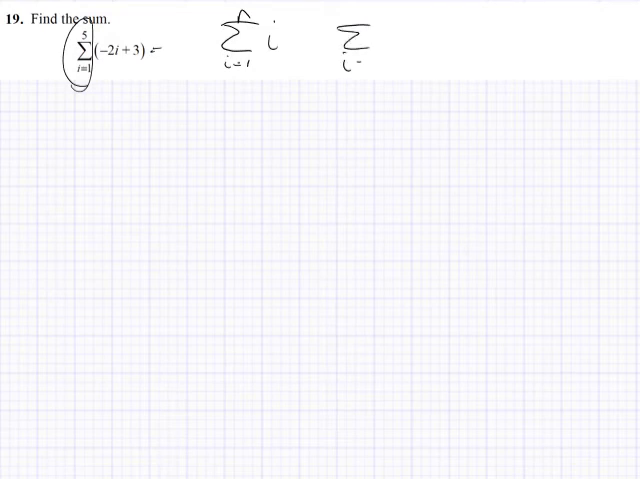There are two ways we can do the summation. One is just plug 1, 2, 3, 4, 5 in for i, and then add those up, which isn't bad because there's only 5 terms, but if there were, say, 100 terms, that would be very time consuming. So what we're going to use instead is these two formulas: the sum of i equals 1 to n of i, and the sum of i equals 1 to n of a constant. This one is going to be n times n plus 1 over 2, and this one's going to be constant times n.